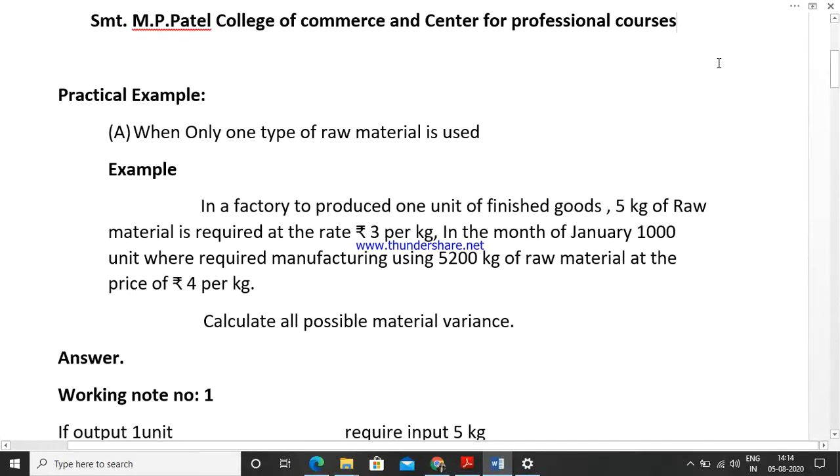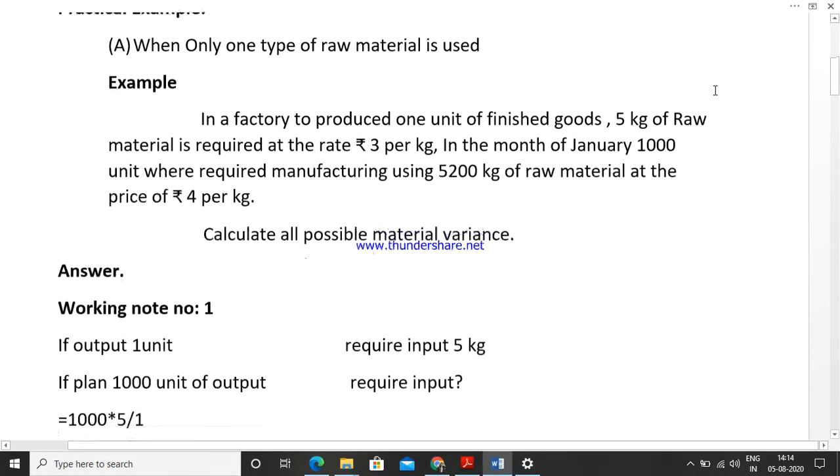In a factory, to produce 1 unit of finished goods, 5 kg of raw material is required at the rate of 3 per kg. In the month of January, 1000 units were manufactured using 2500 kgs of raw material at the price of rupees 4 per kg. Now, we calculate all possible material variances.